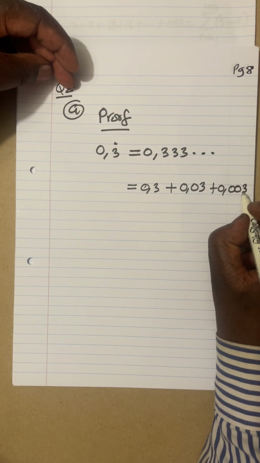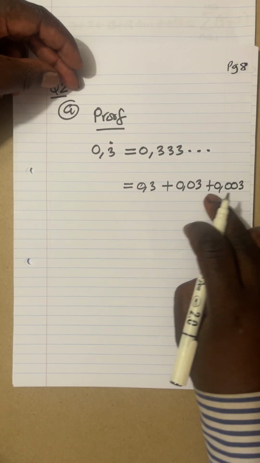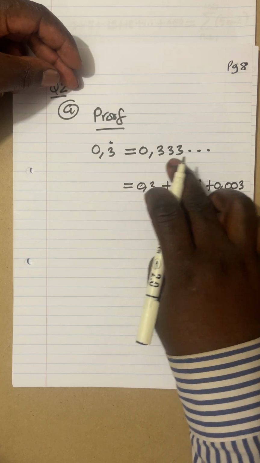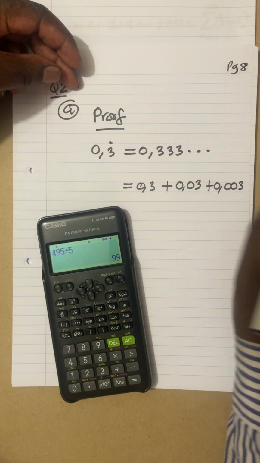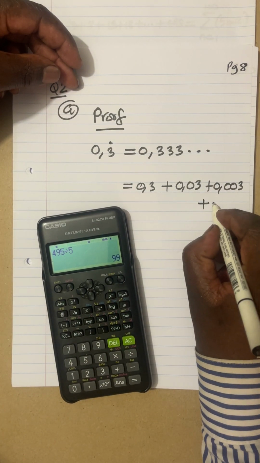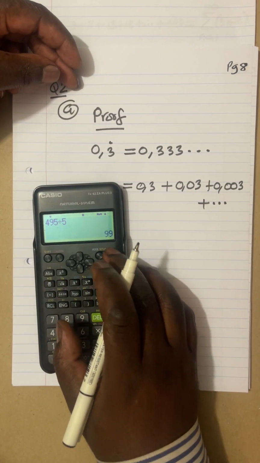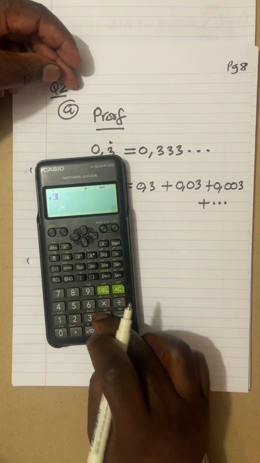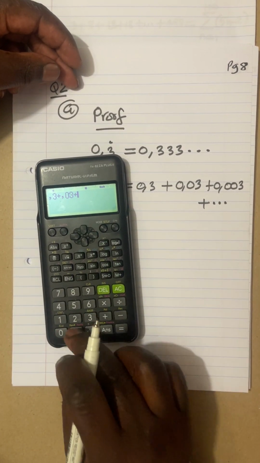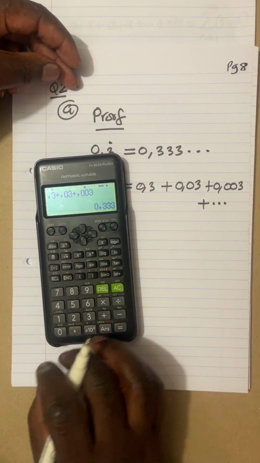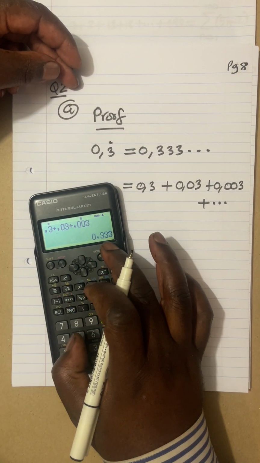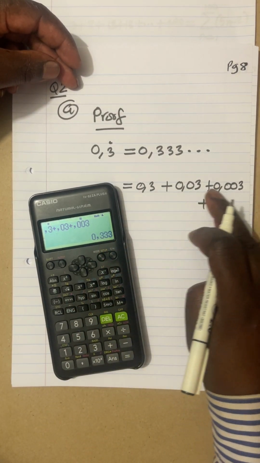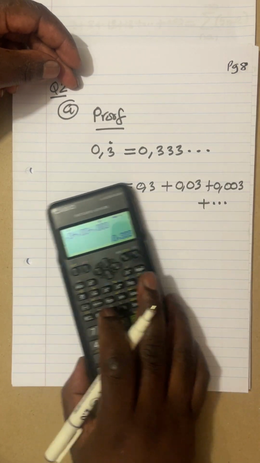Just to check if this is true, by adding these up, it must give you that exactly. But it's recurring, so we're going to say plus, and so on. So let me just check this. 0.3 plus 0.03 plus 0.003. What does the calculator say? 0.333. Like I told you, the first three terms here add up to that.